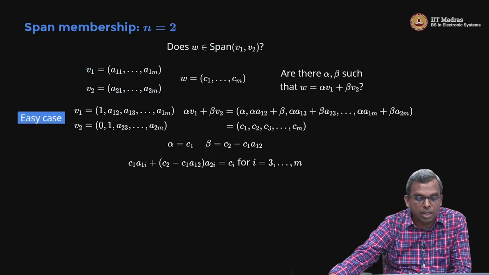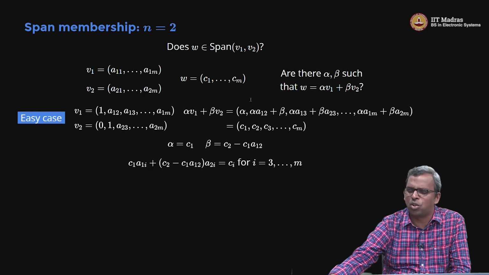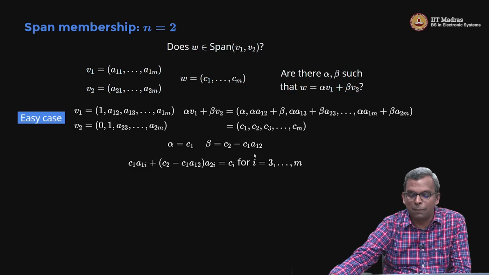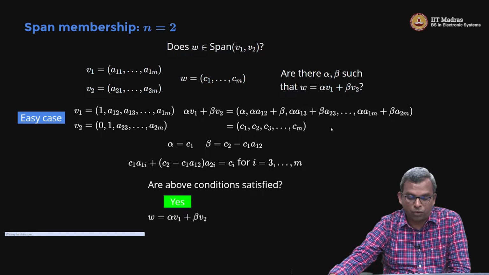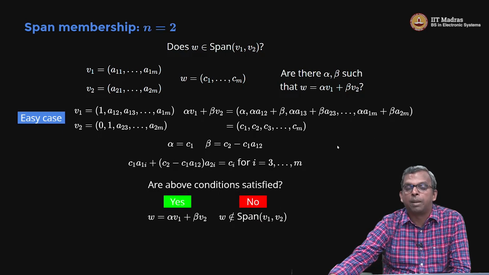Notice how this 1 0 and 0 1 type structure was very crucial in this simplification. Otherwise, we wouldn't have had a simplification. We would have had to do two equations, two variables. We know how to solve it, but still, this is a particularly simple and easy case. So, all you have to do is check: are the above conditions satisfied? If yes, then w is alpha v1 plus beta v2. If no, w does not belong to the span of v1, v2.